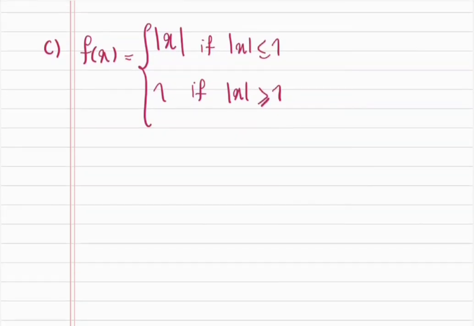This one is an interesting one because it's a piecewise function, and we also need to be careful because we have absolute values both in the range of possible values of x and in the function itself. So let's see how we can tackle this problem.